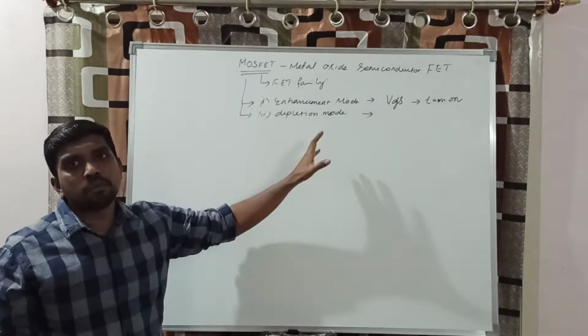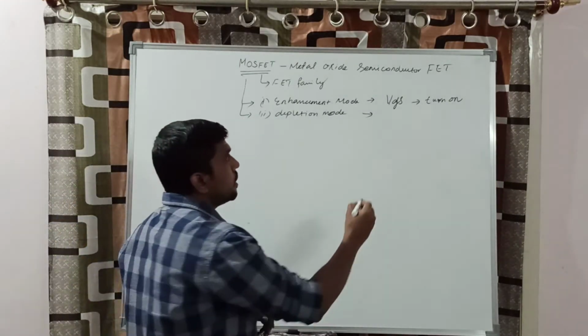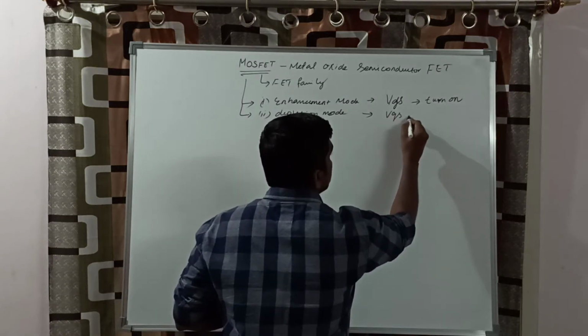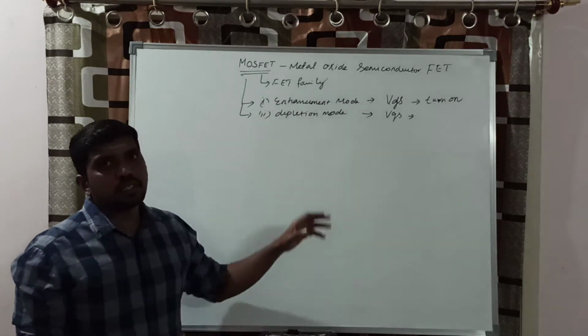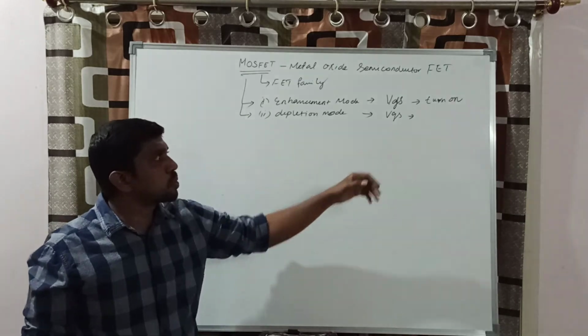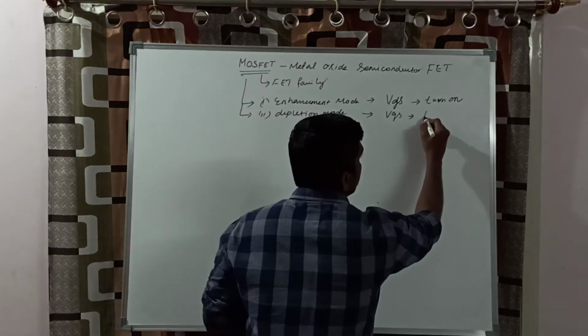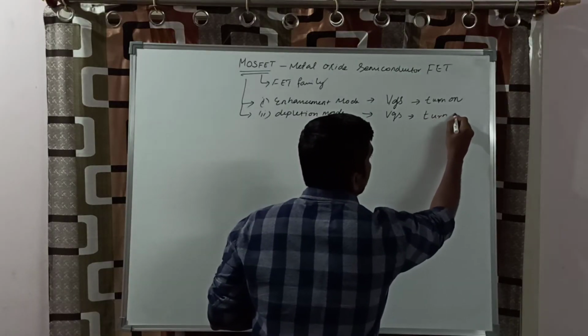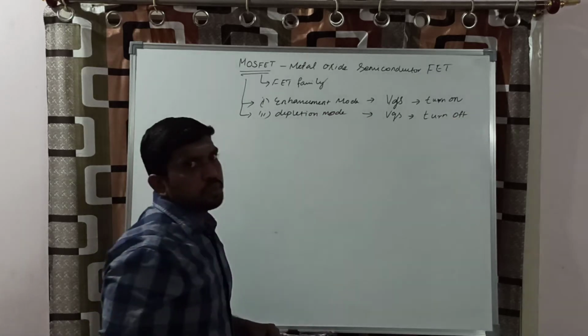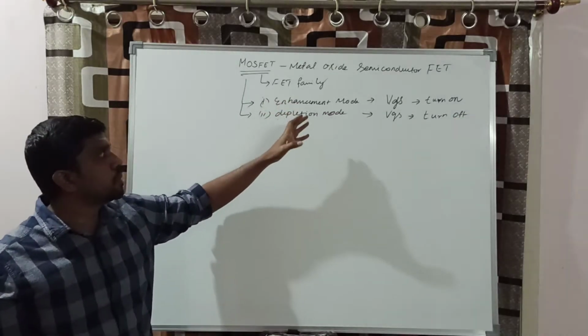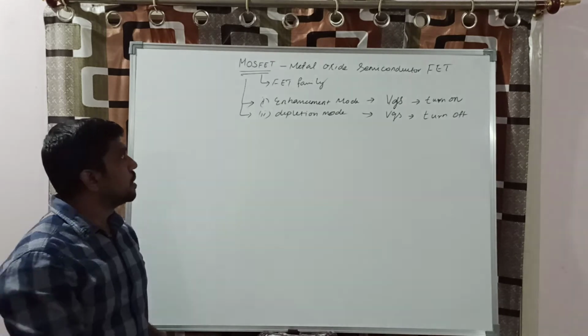Next one is depletion mode. Depletion mode is a normally closed circuit. When you apply the VGS, gate to source voltage, positive gate to source voltage, the device is turned off. It's the basic difference between enhancement mode and depletion mode.